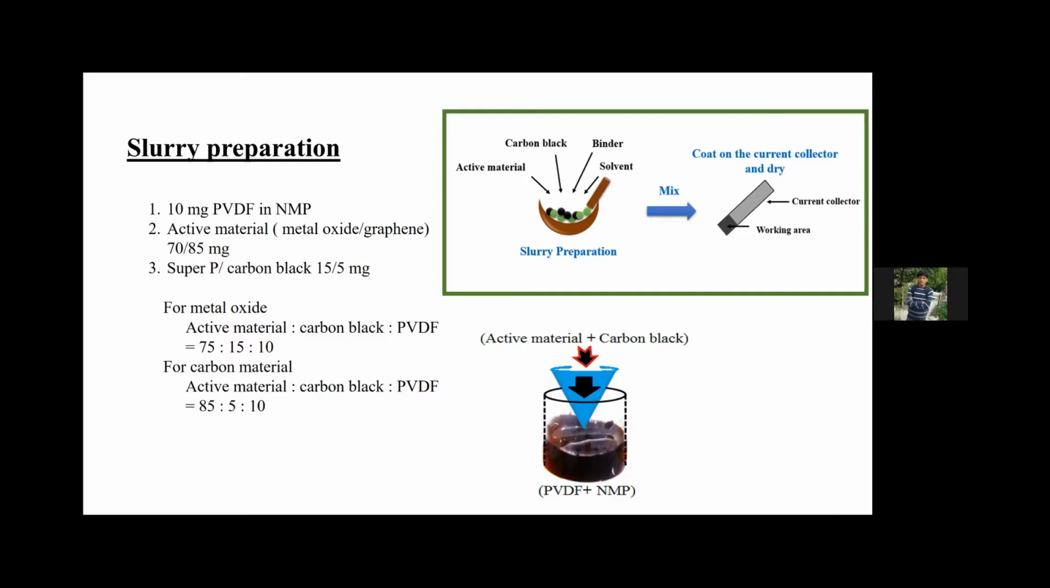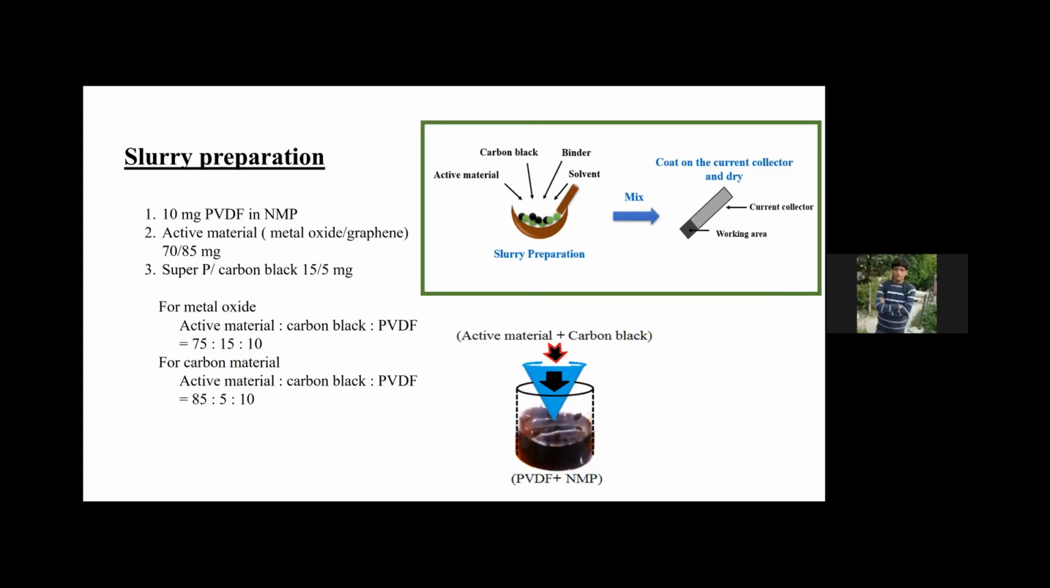First of all, active material. We use active material because our main purpose is that the superior material can be used in a supercapacitor application. So that is the active material. And carbon black is generally used for supercapacitor device fabrication because it will improve the conductivity.